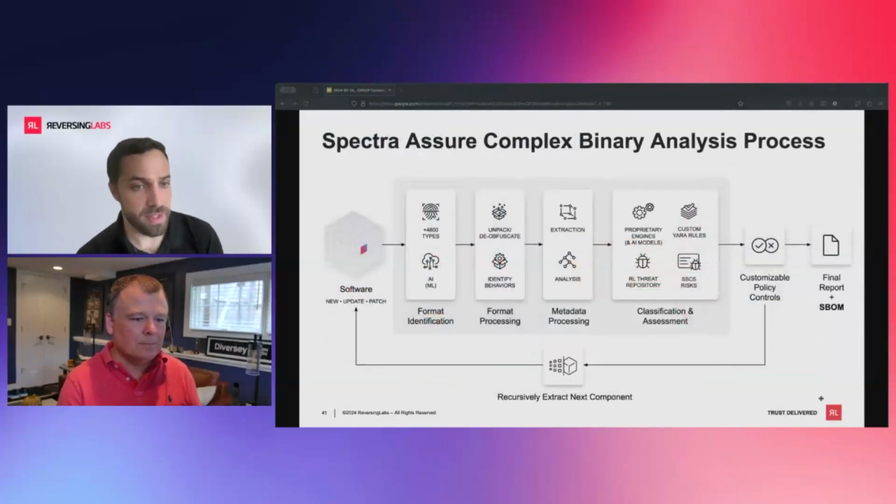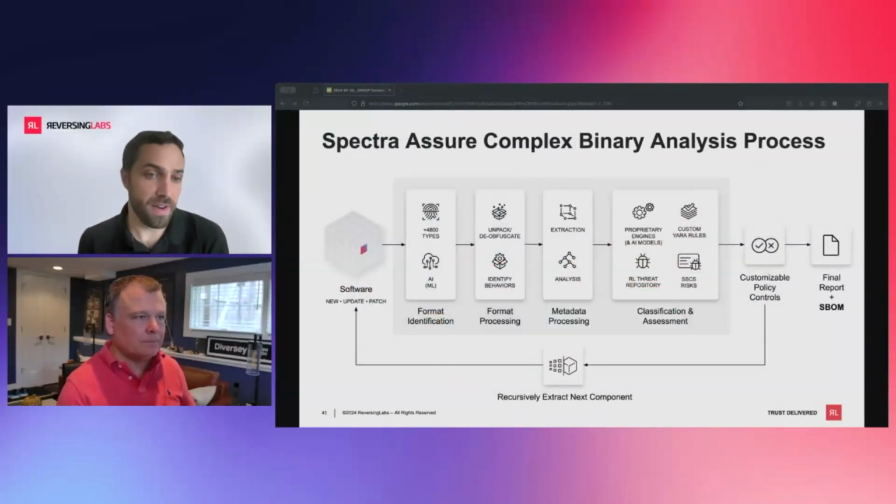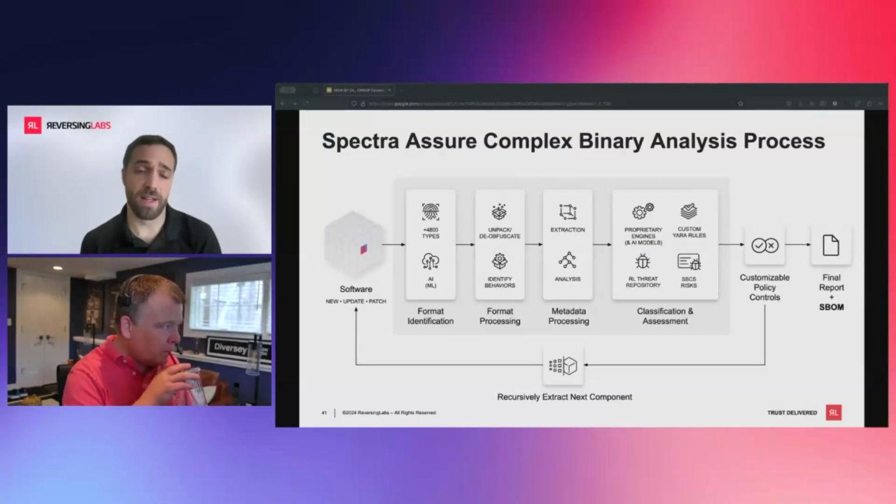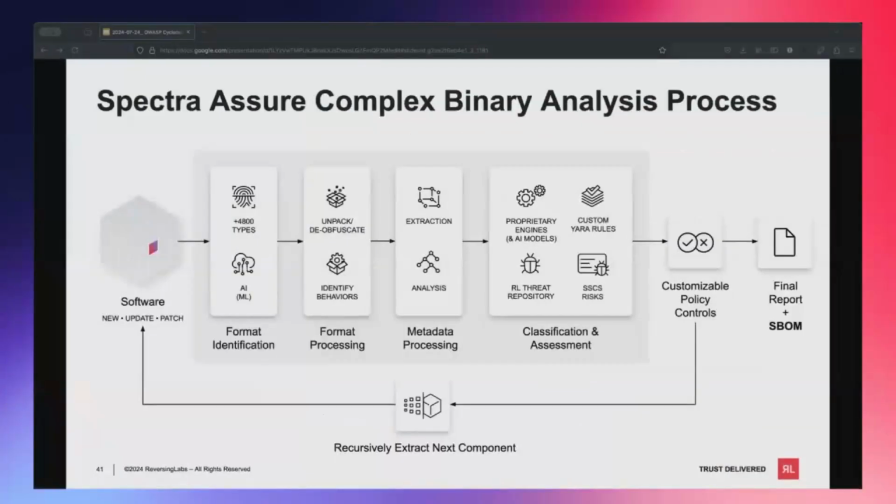Every time you have a new piece of software or an update or a patch, you'll run it through this engine where first it will identify the format from over 4,800 different types, or using AI ML if no signature is detected there. We'll then process that format. We'll unpack, deobfuscate, identify behaviors. We'll do some extraction and analysis, processing that metadata, and then we'll begin to classify and assess these files. From this, if there's another component inside that needs to be extracted, we'll recursively repeat that process down to its smallest parts, and the output will be a final report and an SBOM.